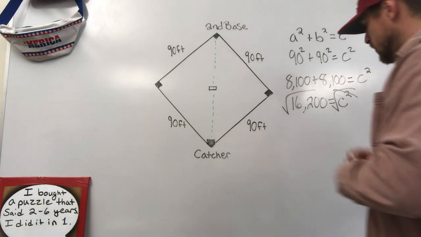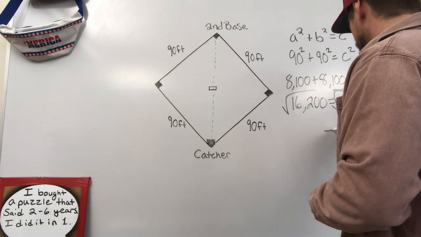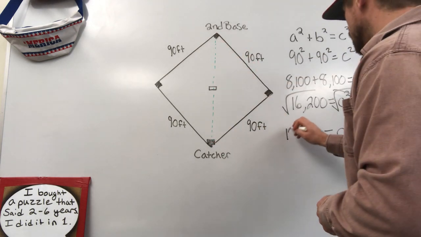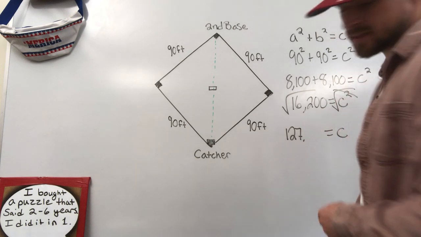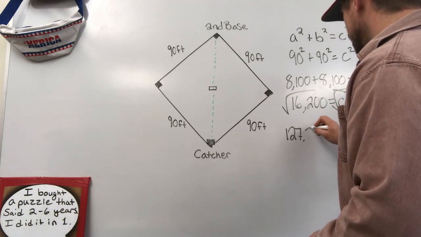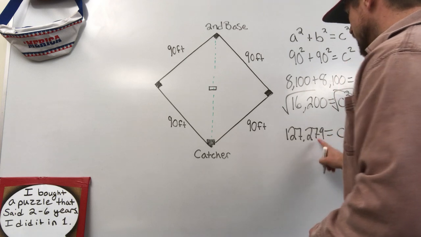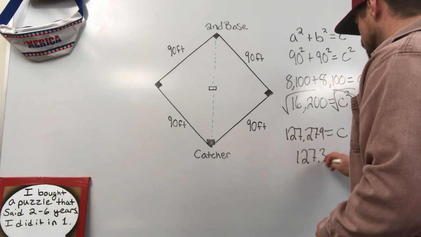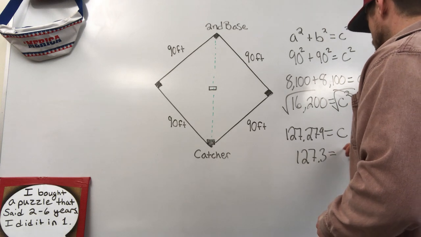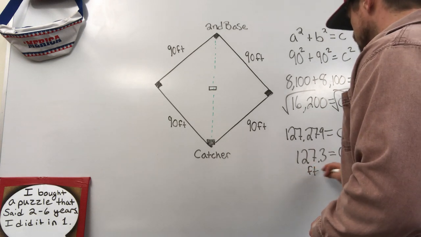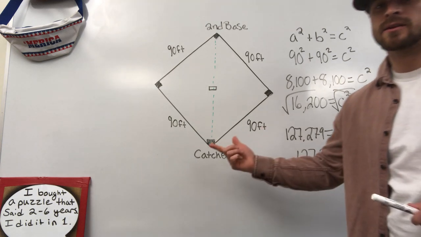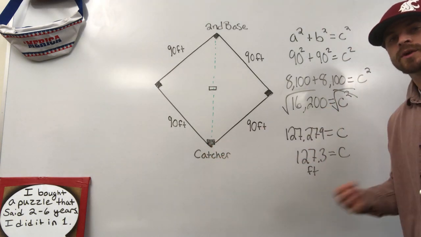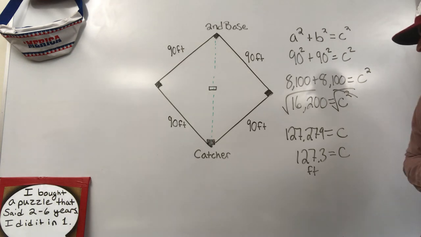127.279. So rough estimate, c, or my distance here, my hypotenuse is gonna be 127.279. I don't need to go that small with it. I'll just say 127.3 rounded up feet. So a catcher throwing to second base on a baseball diamond needs to throw the ball 127.3 feet.